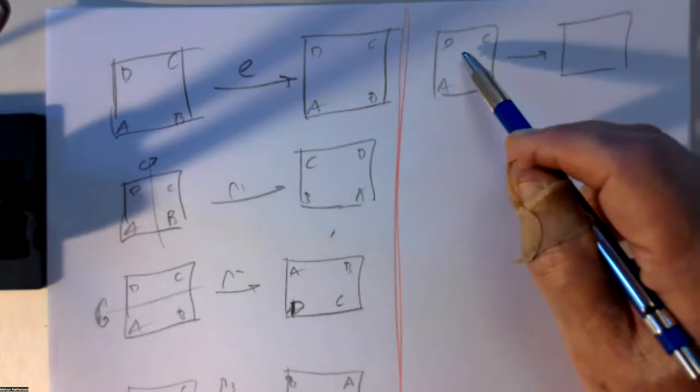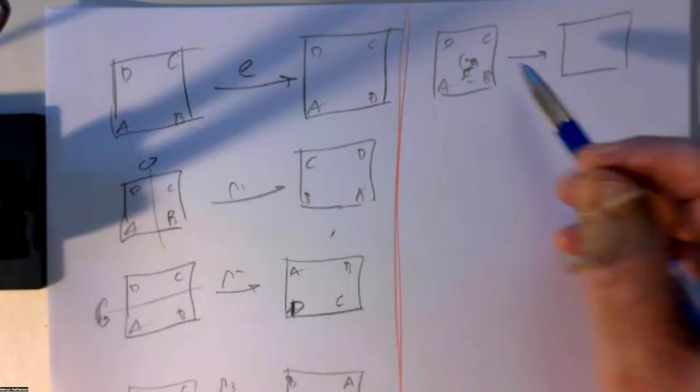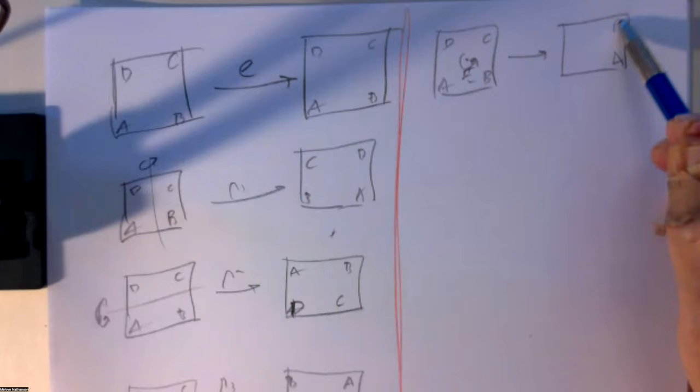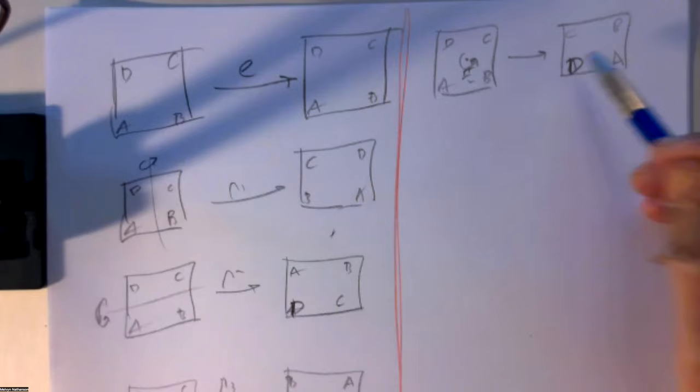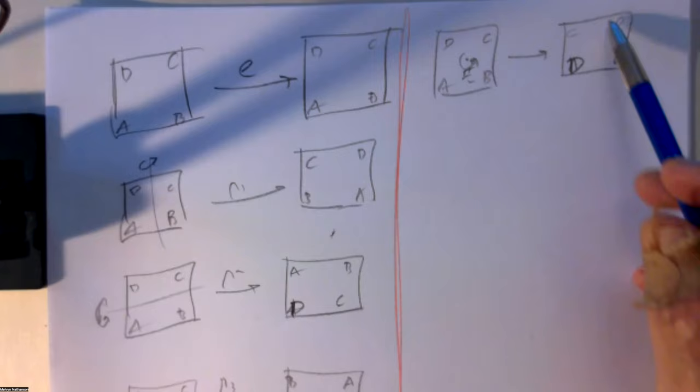So if I rotate by pi over 2 radians, not by pi, pi over 2, A goes to B, B goes to C, C goes to D, D goes to A. So this is another symmetry. And if you look at the configurations of the letters here, you see it's different from all of these.